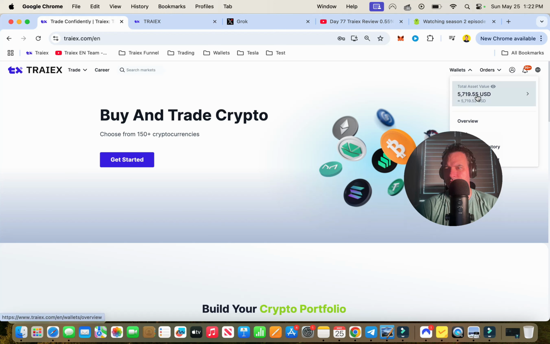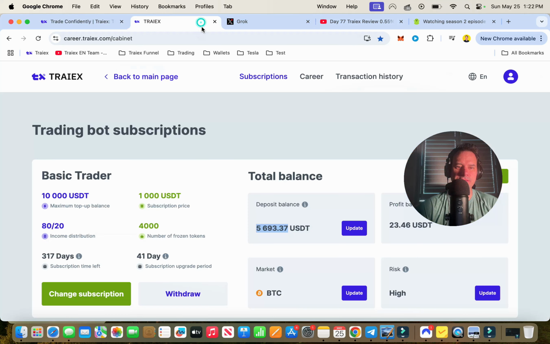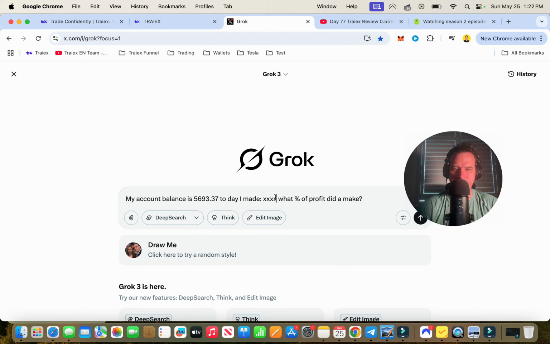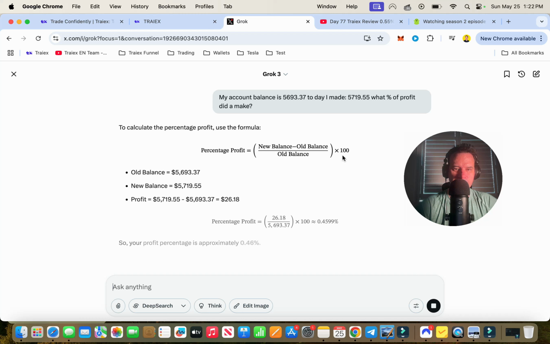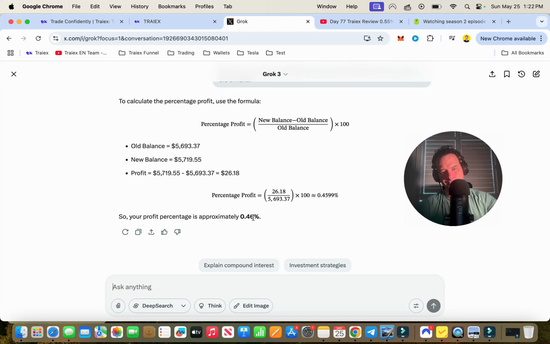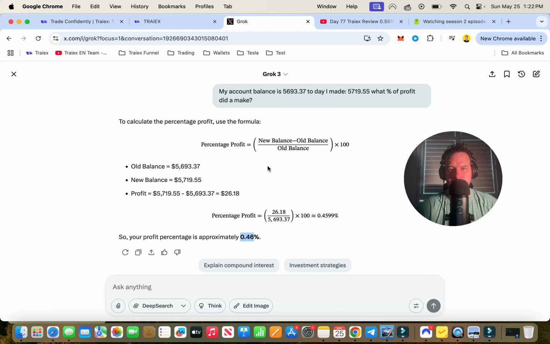So 5719.55, and then this will give us how much percentage it did, which should be, I think, 0.50 is probably the average now with my 80/20 that I have. So 0.46% today.